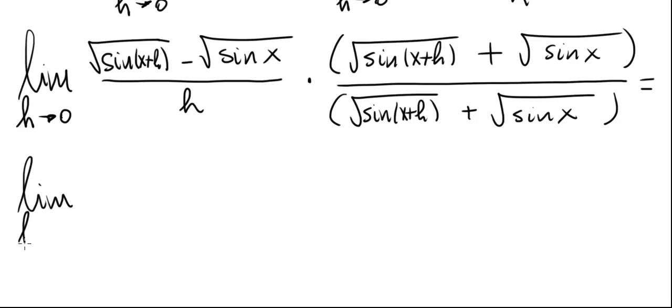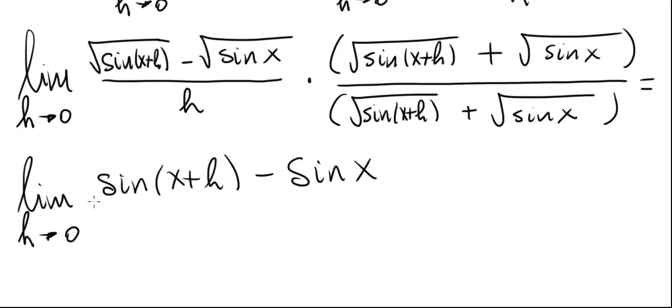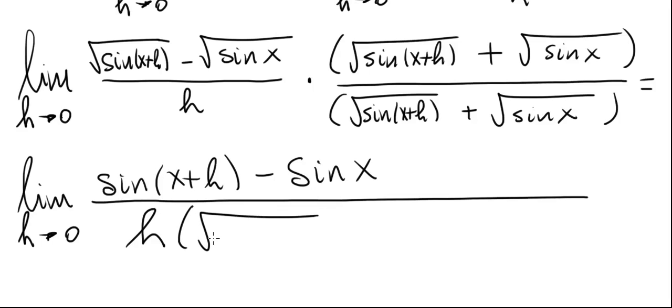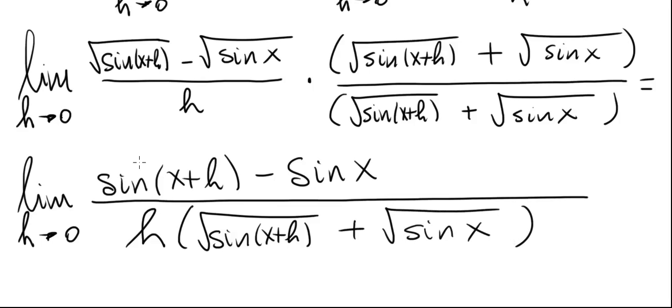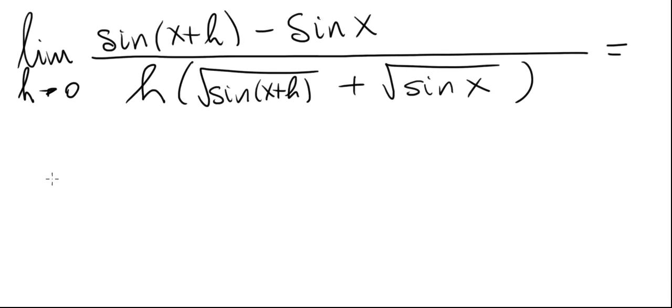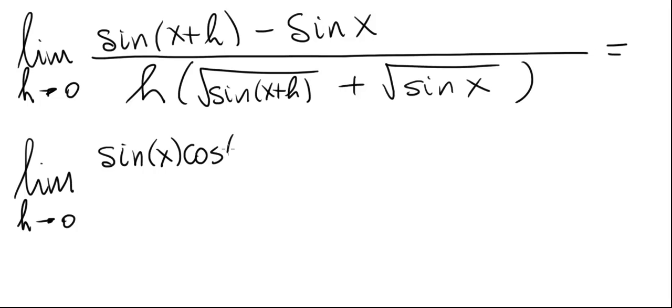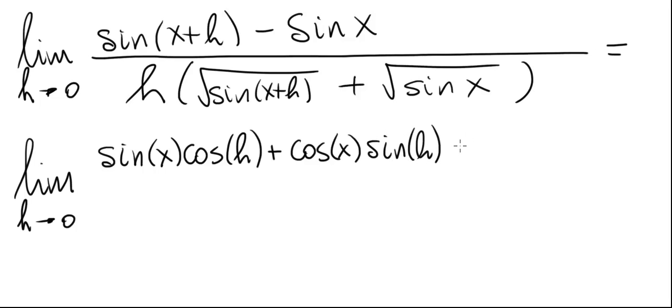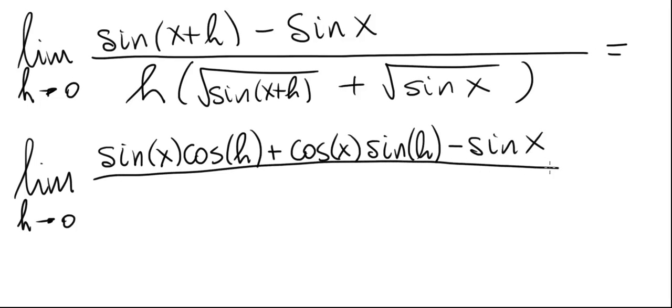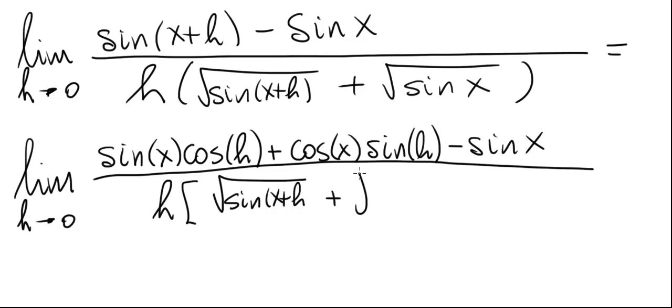The numerator now looks like this. As h goes to 0, we just have sine of x plus h minus sine x. And the denominator has h times the square root of sine of x plus h plus the square root of sine of x. Now we'll use the first result on sine of x plus h, use that trig identity and expand it. So alpha is x and beta is h. Now we have the limit as h approaches 0 of sine of x times cosine of h plus cosine of x times sine of h minus sine x, all over h times square root of sine of x plus h plus the square root of sine x.